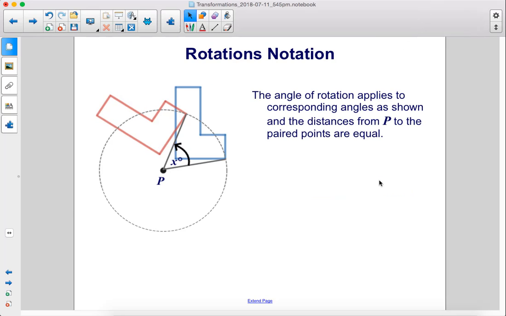The angle of rotation applies to corresponding angles as shown, and the distances from P to the paired points are equal. So for example, if we're mapping this point over to this point, from point P, this angle is going to be x degrees, and this distance here, this length, is the same here and here. And you can do that for each point. So from this point to this point, if you drew lines like this, this angle would also be x degrees, and this length would equal that length.